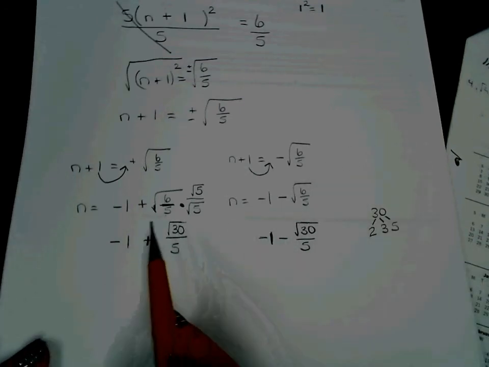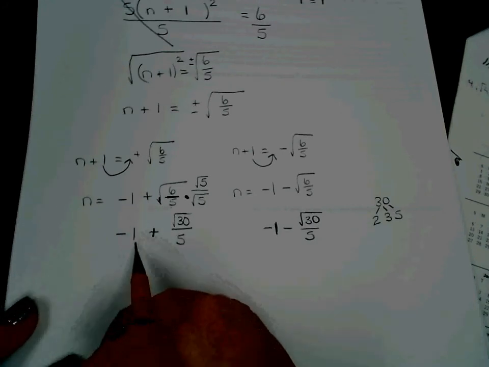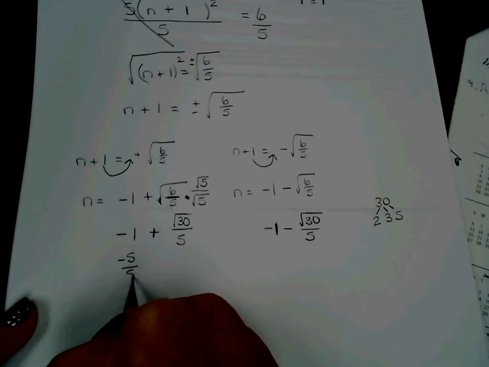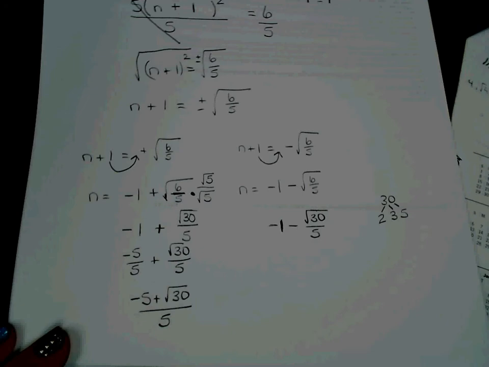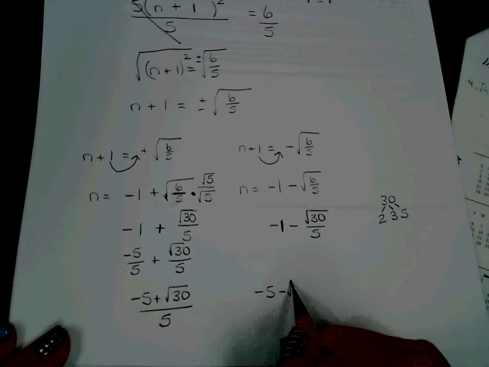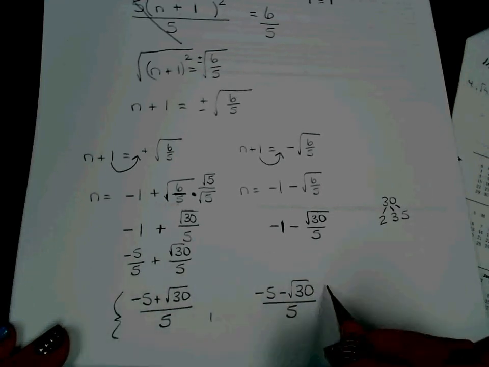But I don't want to write my answer in this way. I want to write my answer as one fraction. So I'm going to get a common denominator. Negative 1 is the same thing as negative 5 over 5. The reason I picked 5 is because this one had a denominator of 5. So negative 1 is negative 5 over 5. So now I have negative 5 plus the square root of 30 over 5. Negative 5 minus the square root of 30 over 5. And I'm putting them in curly brackets.